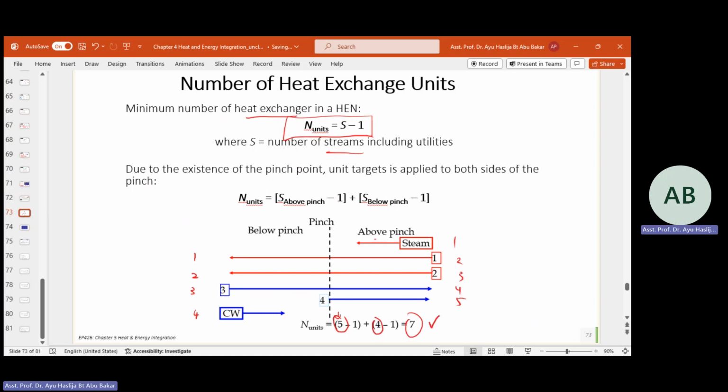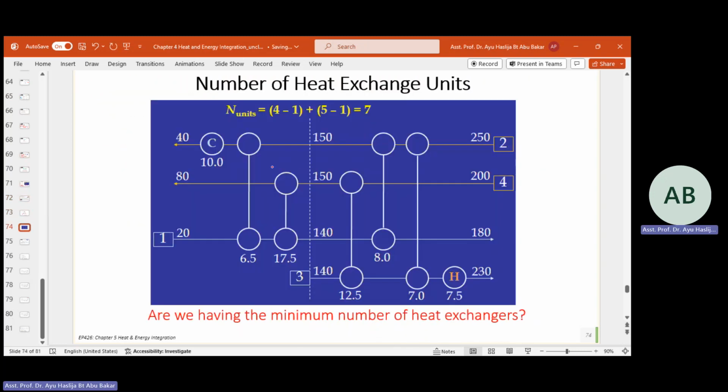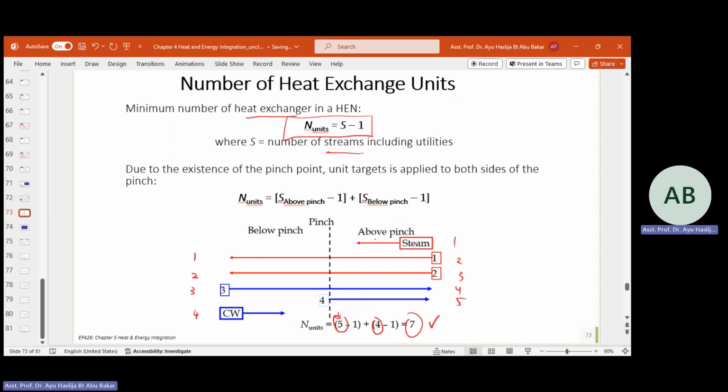It meets your heat exchanger network earlier. Okay, so from this calculation, it meets the network. So here it shows the 7 is proven with this calculation.